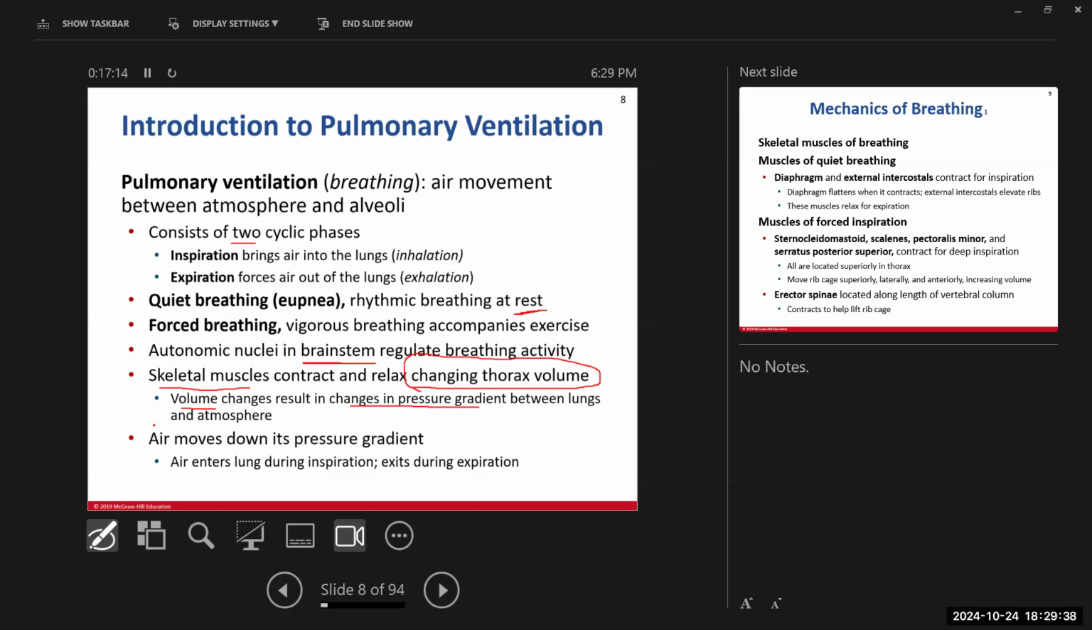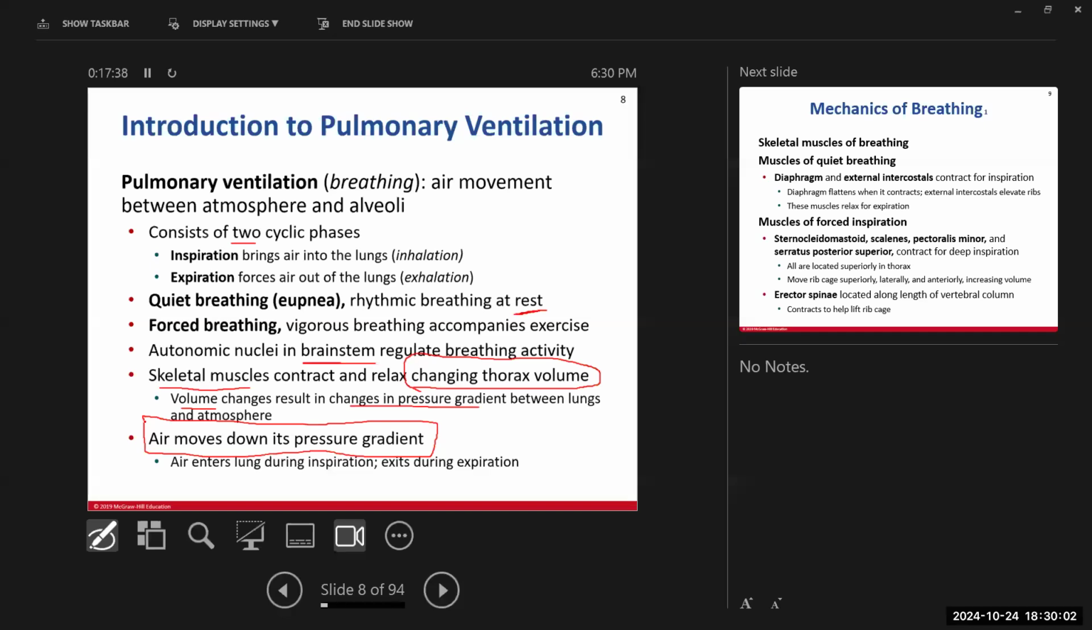Again, this is a very important concept. Air moves down its pressure gradient. We saw that when we were dealing with blood flow. So instead of dealing with a fluid now, we're going to deal with a different phase, or state, of matter, and we're going to deal now with gas. Same concept though, same concept. All right, questions about that?